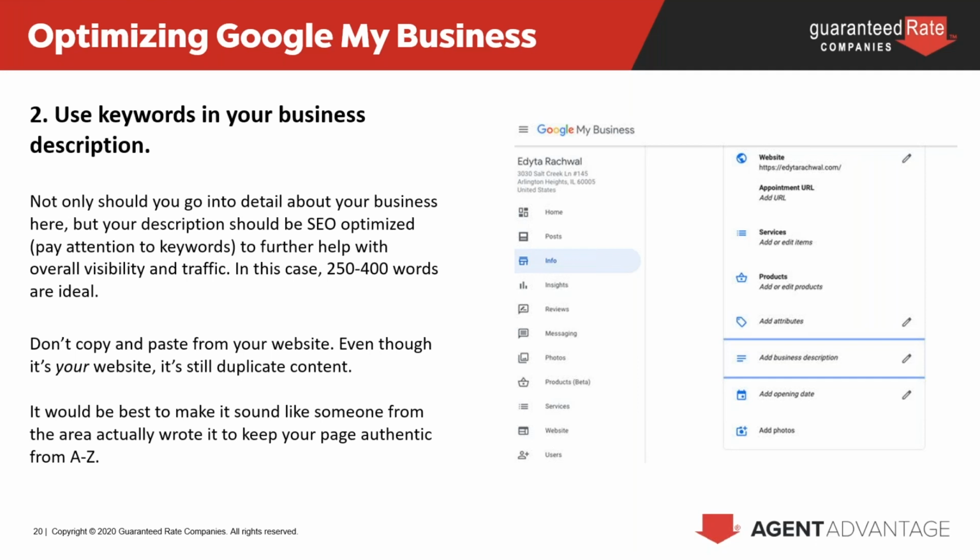Don't get carried away. Just think about how people search in your area for certain things like houses, condos. If it's a VA area, you want to mention that you cater to veterans. Just think outside the box. It's really important to use the right keywords so that Google can pair your listing with how people are searching for your business and what you do.